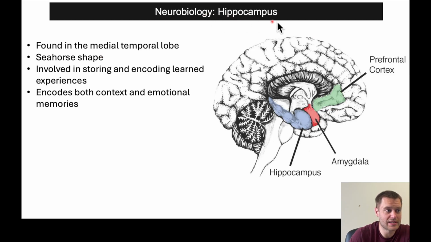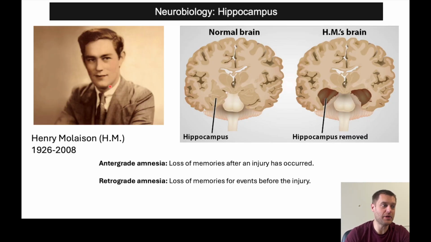Hippocampus, I think, has something to do with Latin and seahorses because it's shaped like a seahorse. It's involved in storing and encoding learned experiences, and it encodes both context and emotional memories. Context meaning the actual environment where you're at. And we found out a lot about the hippocampus and the fact that it's so important for learning and memory because of HM. So you may have heard of HM, Henry Molaison. I'm not exactly sure how to say his name. I've always just known him as HM because when I first learned about him, he wasn't dead yet, which is horrifying because he died in 2008, which meant that I learned about him like forever ago.